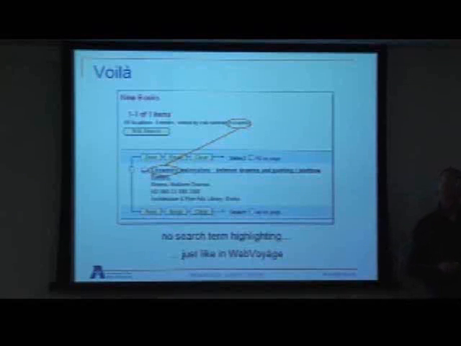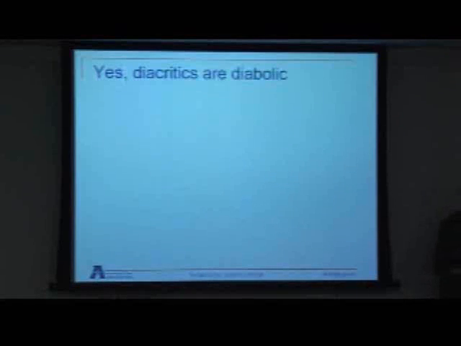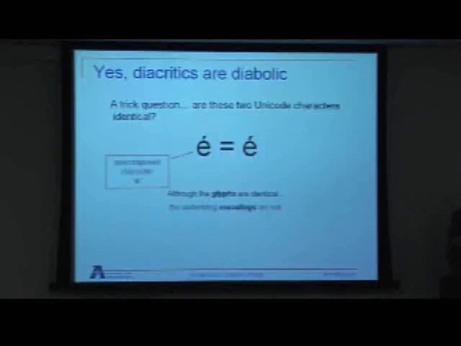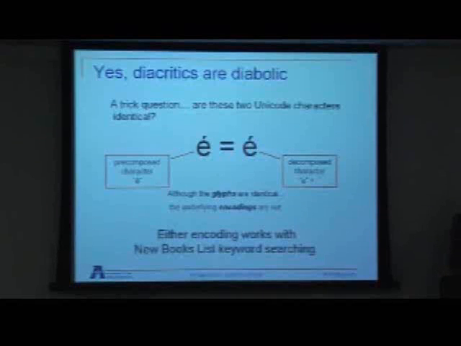That can be done, but it would be kind of a tricky algorithm, and I didn't think I had enough time to fool with it, and obviously the Voyager programmers felt the same way because it's the same behavior. And to show that diacritics really are diabolic, these two Unicode characters, although they look identical, are not identical. As Gary could tell you, there can be precomposed diacritics as well as decomposed characters that have diacritics. And either encoding works searching in the new version of the new books list.